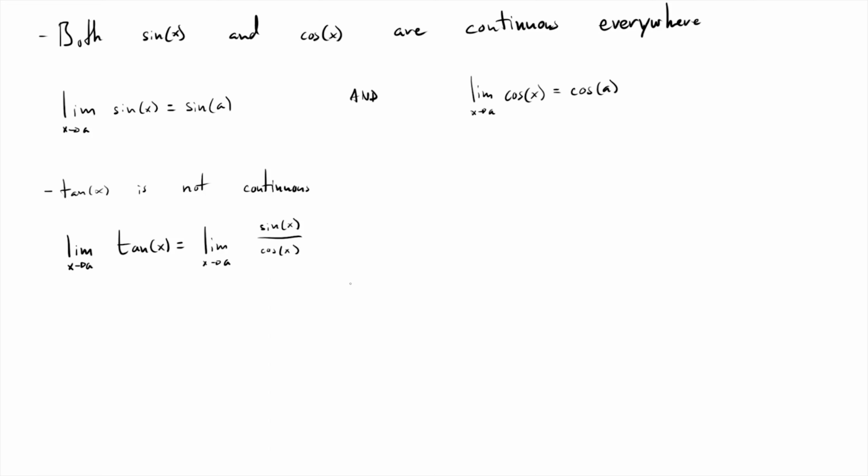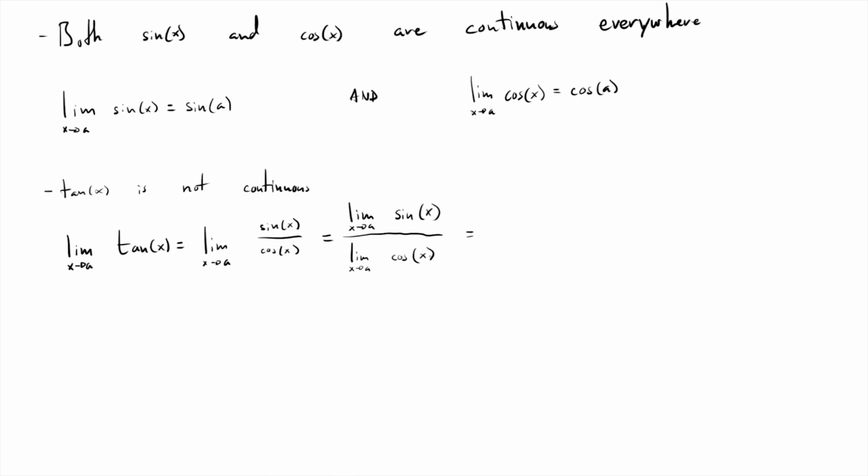Okay. And we know that with our limit rules, we can separate this into a limit in the numerator, so the limit as x approaches a of sine of x, divided by the limit as x approaches a of cosine of x. Okay. And we just so happen to know what the limit is as x approaches a of sine of x, and we know what the limit is as x approaches a of cosine of x, right?